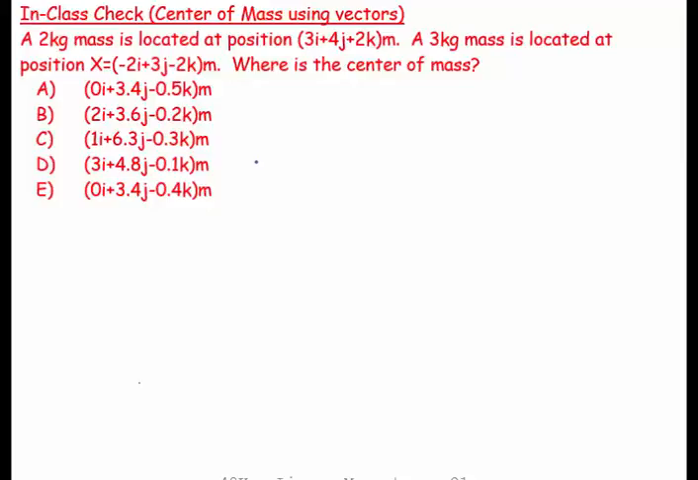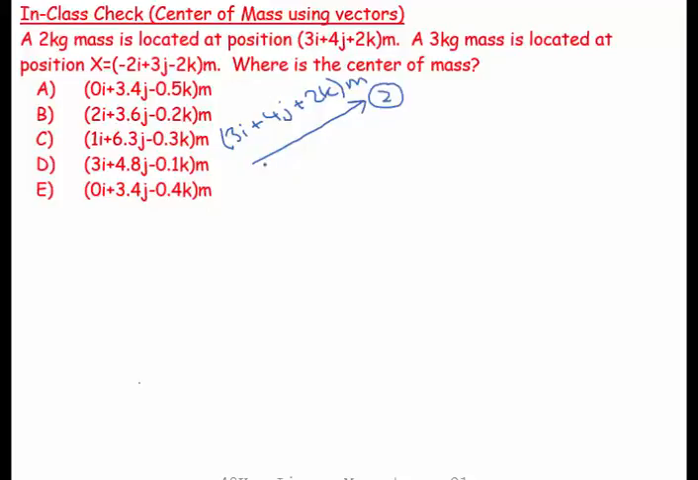So let's visualize it schematically. Here's my first vector, and that points from the origin to where this 2 kilogram mass is. And this is 3i plus 4j plus 2k meters. That's its location. This is like a vector pointing from the origin to where that mass is.